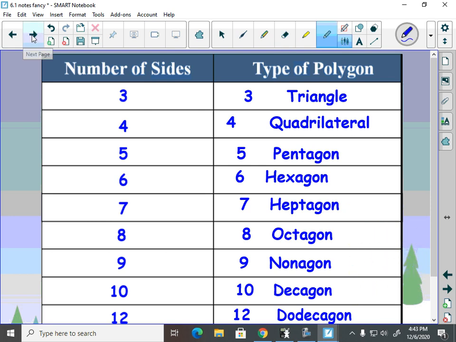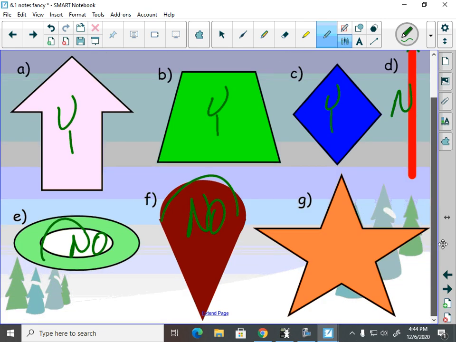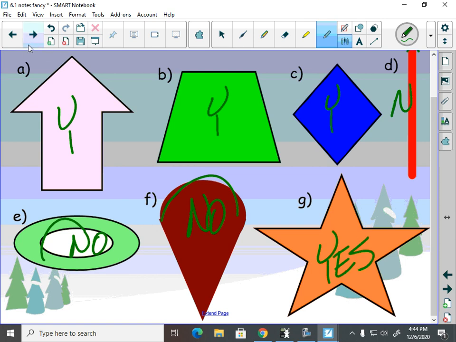Let's keep on going. Which objects are polygons? Yes. Yes. Yes. No, because it has this curve right here. No, because it's got curvy curves. No, because it's got this curve. Yes. Next. I'm moving on. You don't need to write that down. Just look at it.